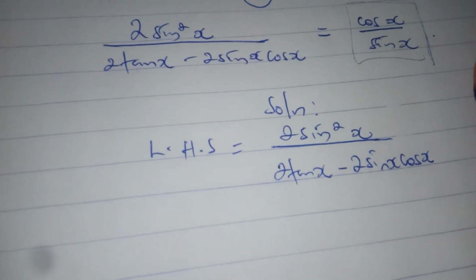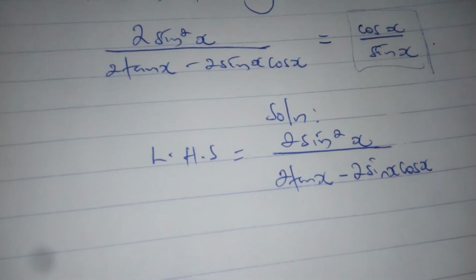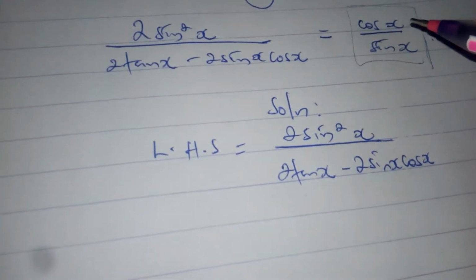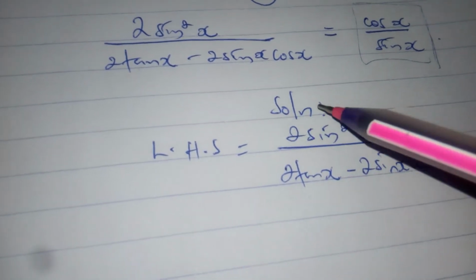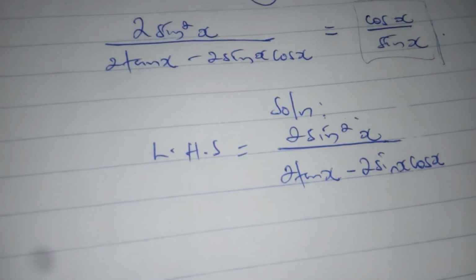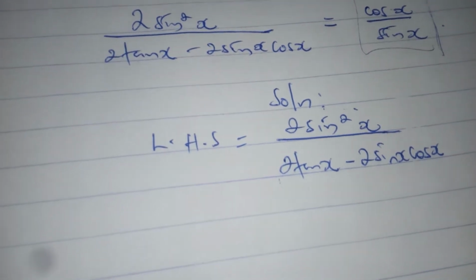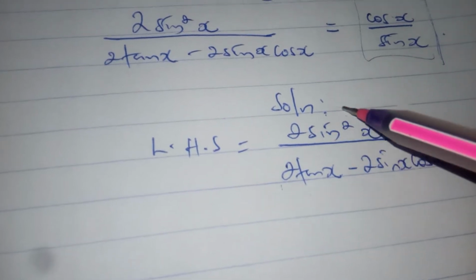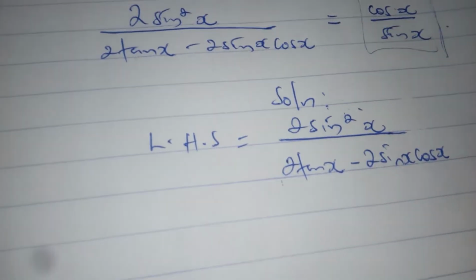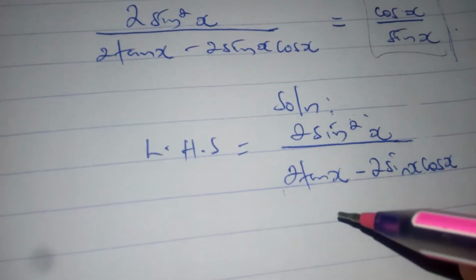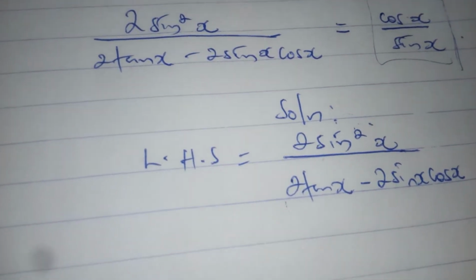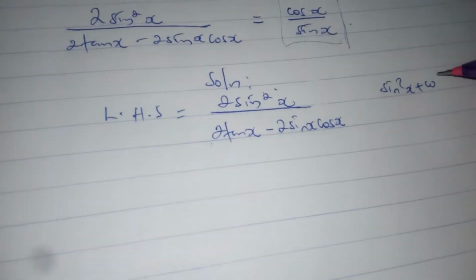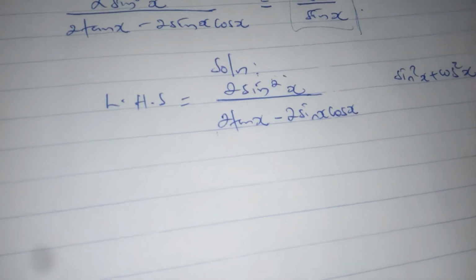We need to manipulate this left hand side to be just like the right hand side. On the right hand side, we have cos x on the numerator, while on the denominator we have sine x. So we're going to do everything possible on the numerator to manipulate it to become cos x and the denominator to become sine x. Our numerator right now is 2 sine squared x, but we need to manipulate it to cos x. But you can realize that we have sine squared there. From Pythagoras theory, you know that sine squared x plus cos squared x equals 1.